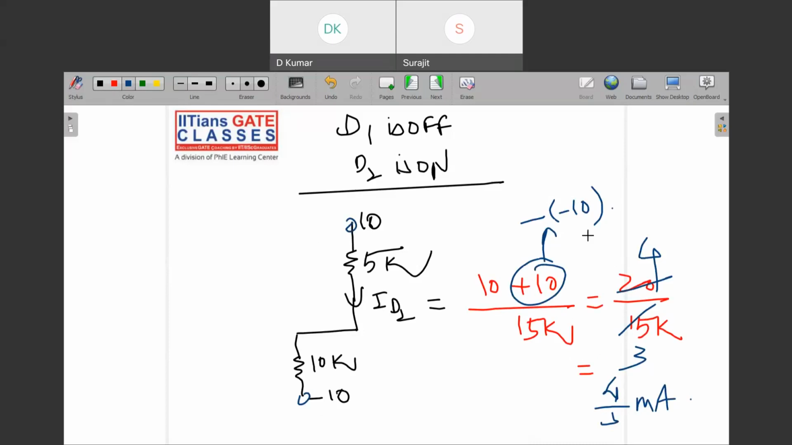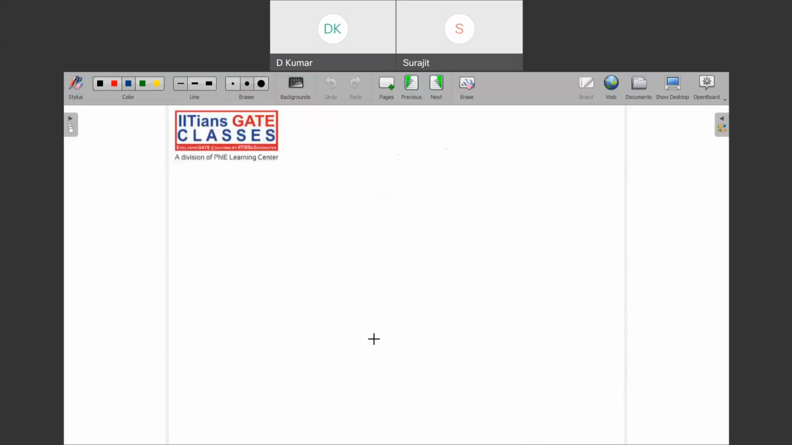That's it. Otherwise, now you can solve this problem by interchanging 5K and 10K, right? Here it was 5K, here it is 10K. Now you can interchange and see what answer you are getting, right? So you can interchange it. Suppose I am giving you the problem here. You can solve this problem, right?